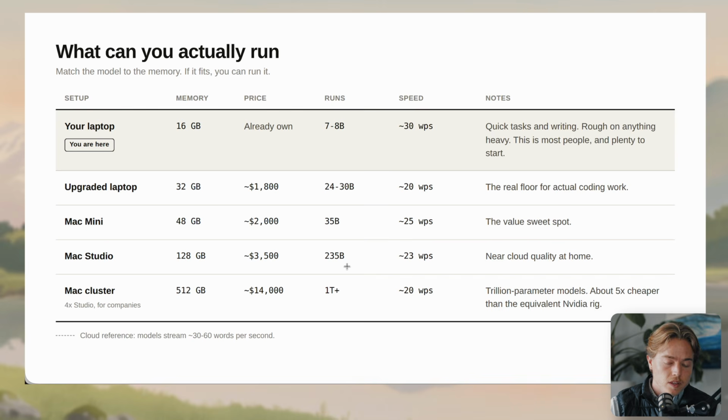And then if you really want to go all the way, you can link up a bunch of Mac Studios. Say in total, it's going to cost you $14,000. Now you can run a trillion plus. So this puts you into the range where you could run something like GLM 5.2. And again, you never have to pay any subscription. So it's a one-time cost versus the ongoing monthly costs of Claude or ChatGPT.